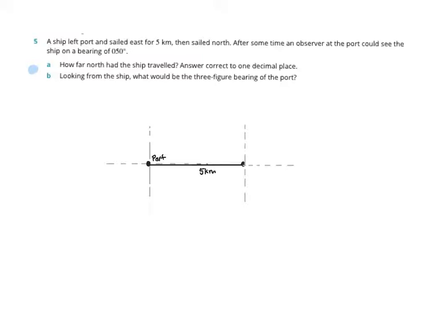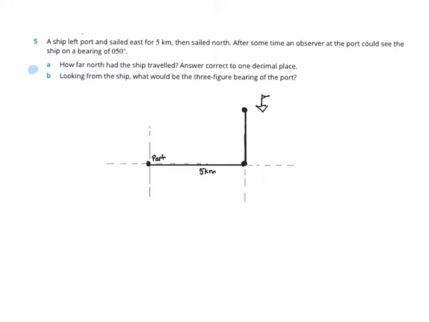He then sailed north. Alright, so we don't know how far he sailed, but they did say he sailed north, so we know he's gone up that way. So we'll just draw that line in and we'll go, he's there. Okay, so now this is where the ship ends up. Okay, it started at the port.